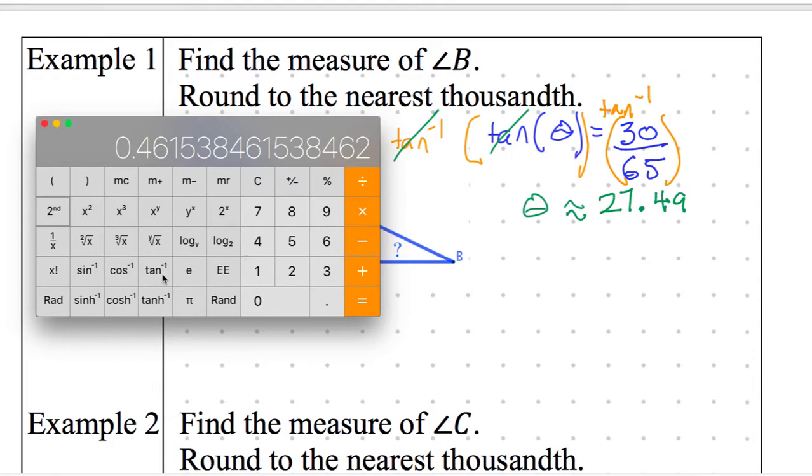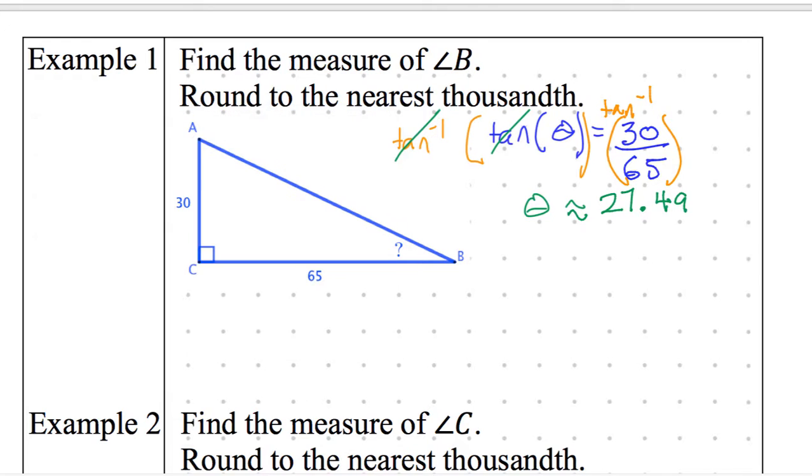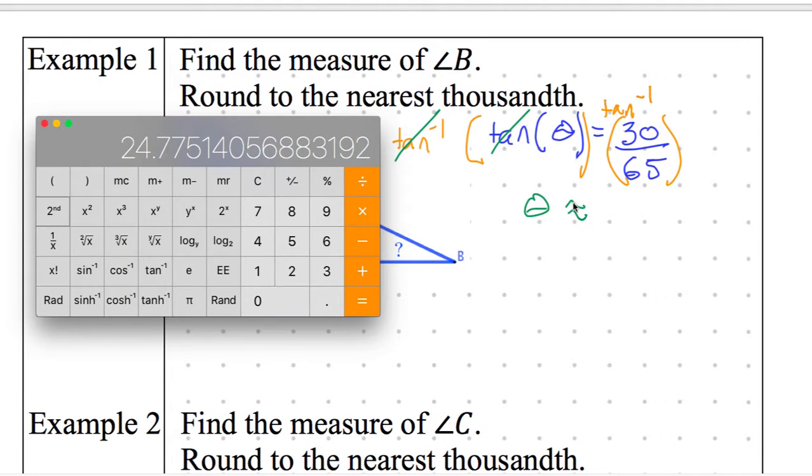So make sure it's tan negative 1. You have to hit second to get there. Tan negative 1 of that, and you, ooh. Uh-oh, that is not quite right. Should be 24.775. What? No, I put sin. I did a sine. Sorry. You did arc sine? Ah, okay. You sinned in my classroom by using the wrong function.